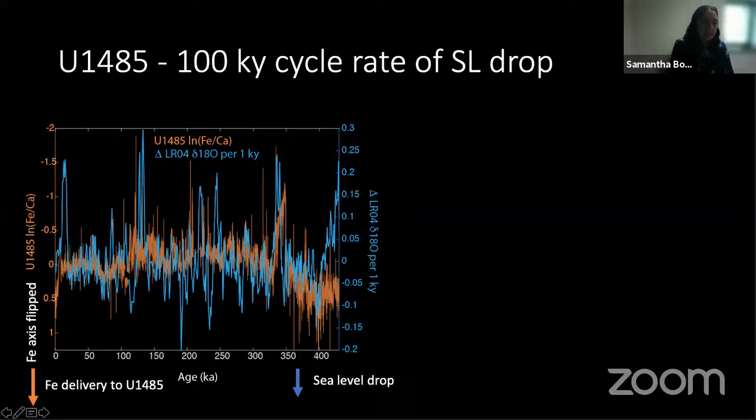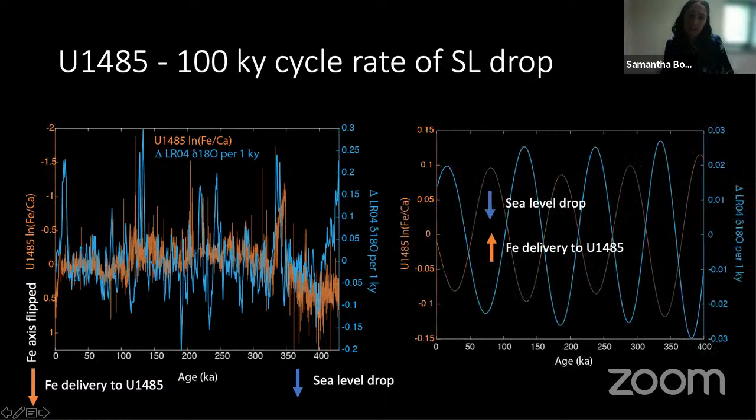And what we can see is that in large part, it appears that our record at site 1485 on the slope is regulated by rates of sea level rise and fall. So we see more iron delivery to 1485 in sync with periods of very rapid sea level drop, and less iron delivery to our site when we have periods of sea level rise.